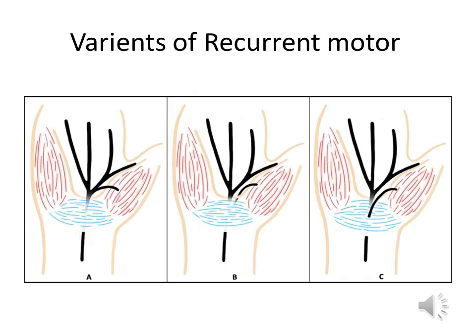In the second picture, B, the recurrent motor branch is subligamentous. It's near the end of the transverse carpal ligament, so it may be affected. In picture C, the recurrent motor branch is intraligamentous, and it carries a high risk of injury in carpal tunnel release surgery.